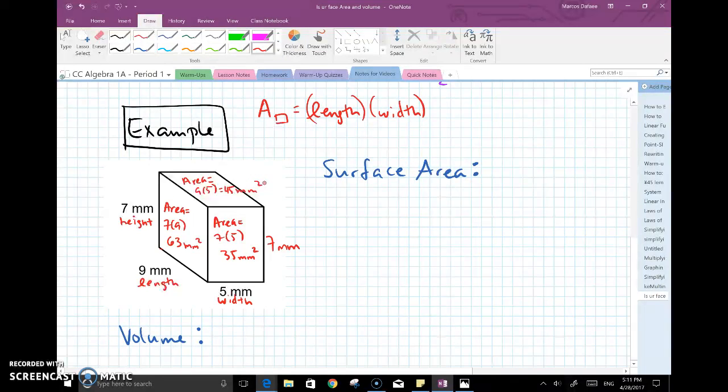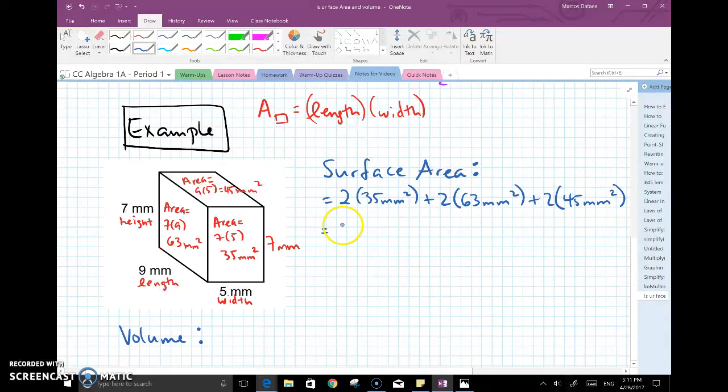Now, to get the surface area of the whole thing, remember, there are 2 of each surface. So when I know the area of each surface, all I have to do is double each one and then do the sum. So that's what happens next. So it's going to be 2 of my 35 millimeter squares plus 2 of my 63 millimeter squares plus 2 of my 45 millimeter squares. And now I just have to do some math.